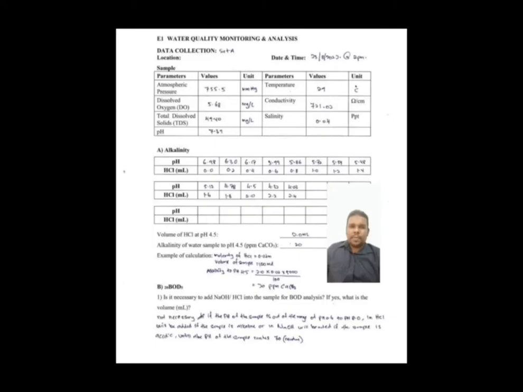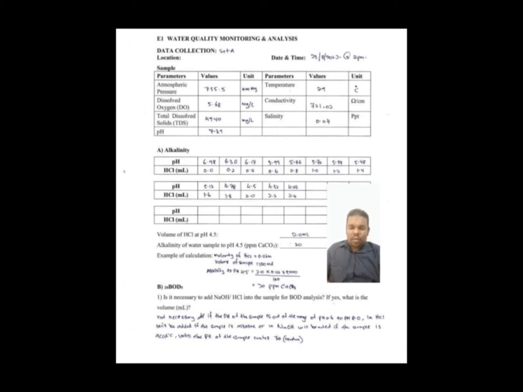Thank you. I'm Kugan. I will present the data collection. The set given to our group is dataset A, as per the diagram here. This dataset A consists of samples with the parameters of atmospheric pressure, dissolved oxygen, total dissolved solids, pH, temperature, conductivity and salinity, as given in the schedule.